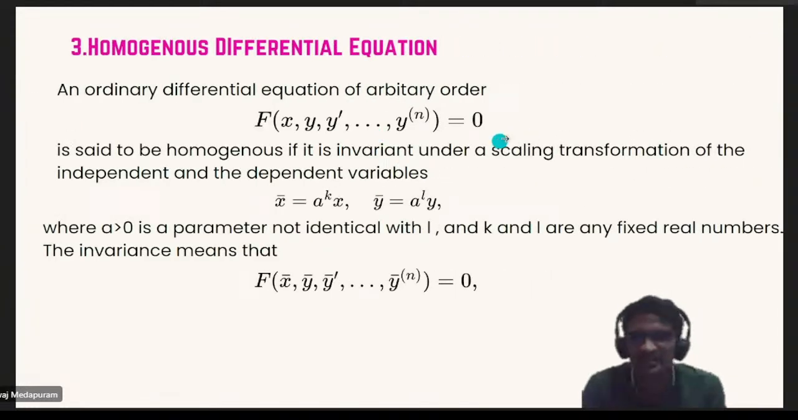Having modeled a differential equation like that, it is said to be homogeneous if it is invariant. That means the differential equation essentially remains the same. You can observe that by changing the variables x to x prime, that is a power k into x, and y to y prime, a power l into y. Here a is a parameter and k and l are some real numbers.